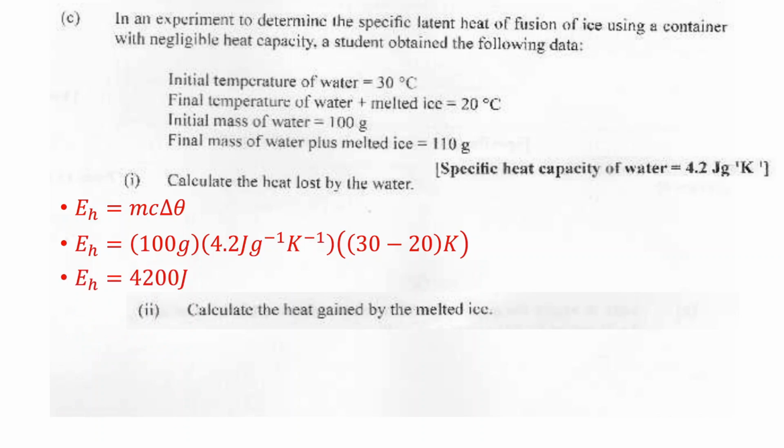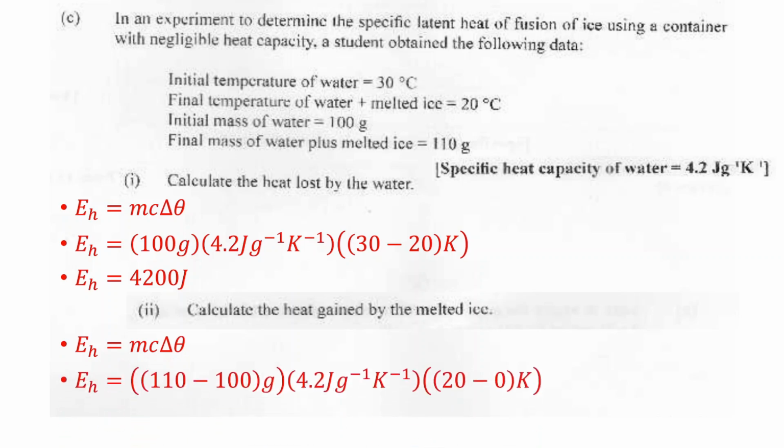Part 2, we're to calculate the heat gained by the melted ice. So the heat gain is going to be the same formula, m c delta theta. The mass though is only 10 grams. Notice that the final mass of water plus melted ice was 110 grams, but the initial mass of water alone was 100 grams. So the difference is the melted ice, so that's 10 grams.